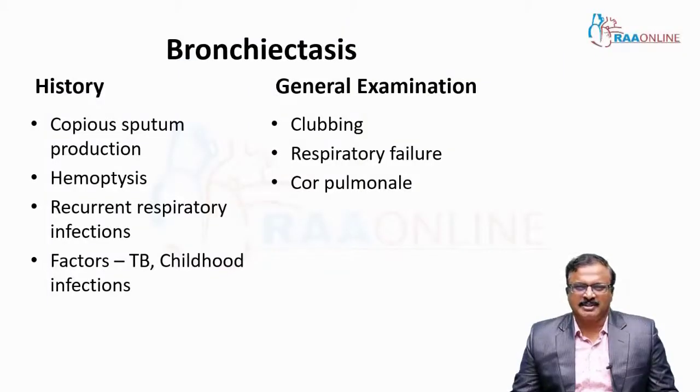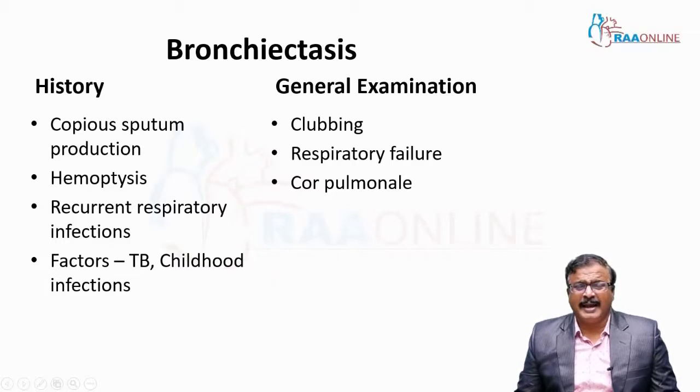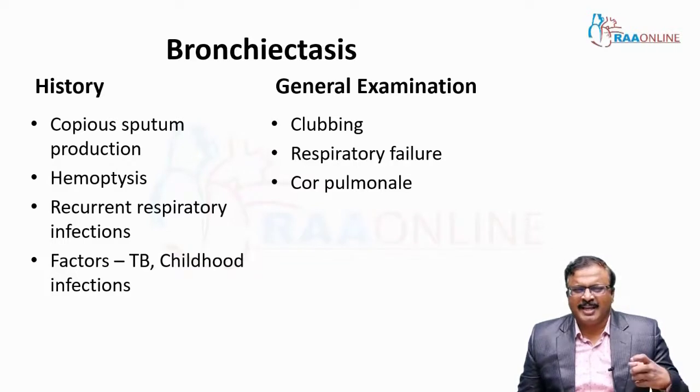First important is bronchiectasis. We see it commonly in clinical practice. What are the clues to bronchiectasis from history? Yes, we know any patient who has excess sputum production, copious sputum production, with hemoptysis, recurrent respiratory infections, this gives a clue that it is bronchiectasis.